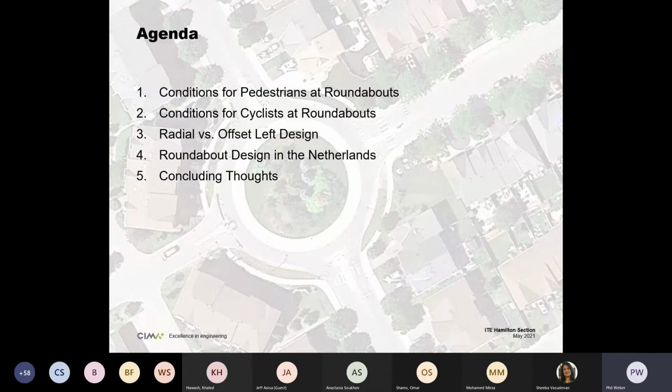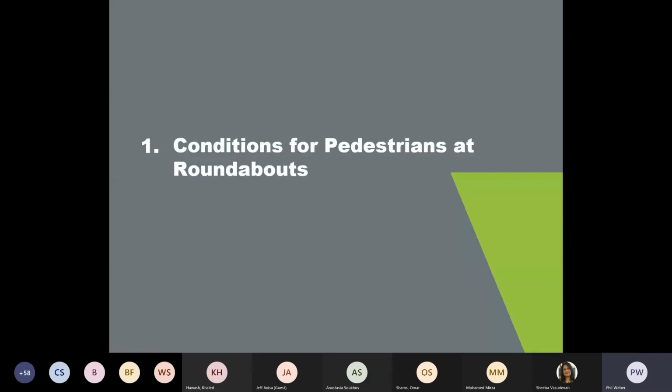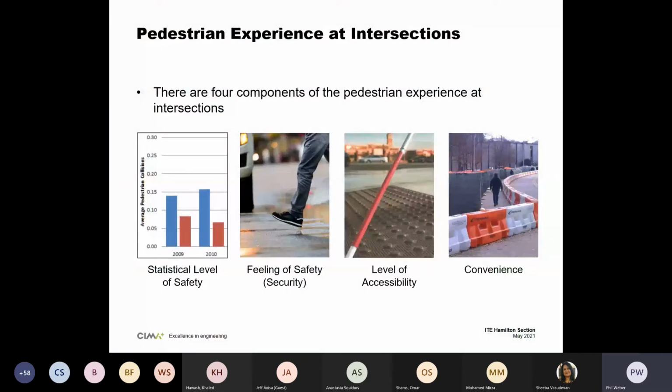So, conditions for pedestrians at roundabouts. There are 4 components of the pedestrian experience at intersections, of which, of course, roundabouts are an intersection. There's statistical level of safety. There's the feeling of safety, which is security, level of accessibility, and convenience.